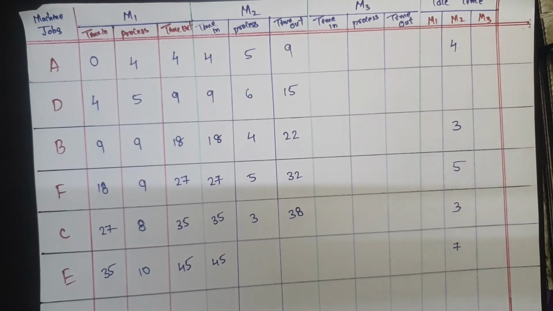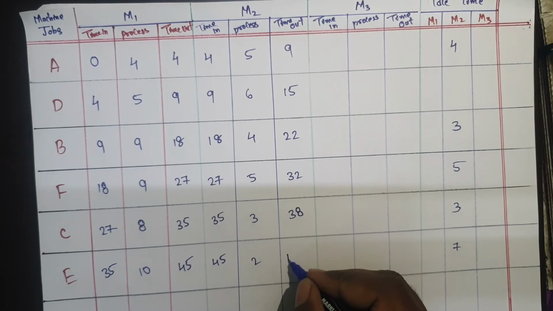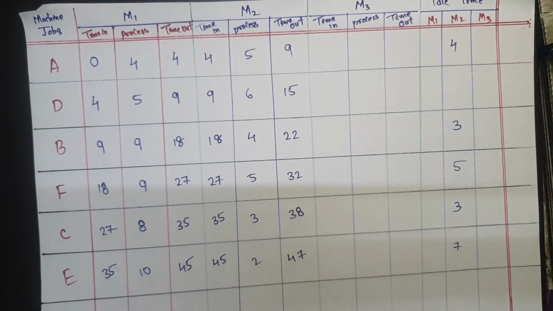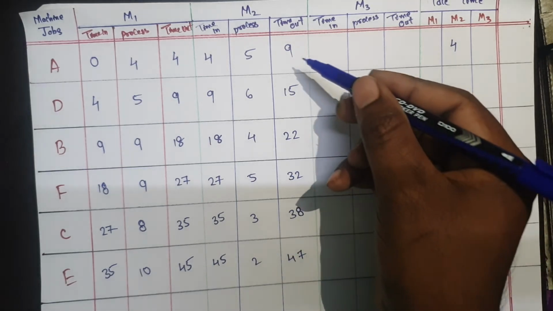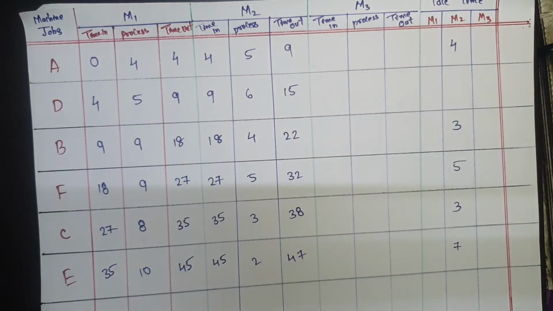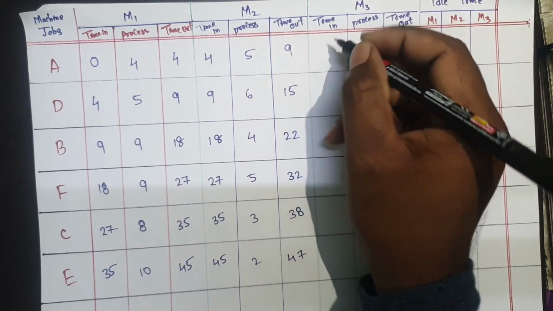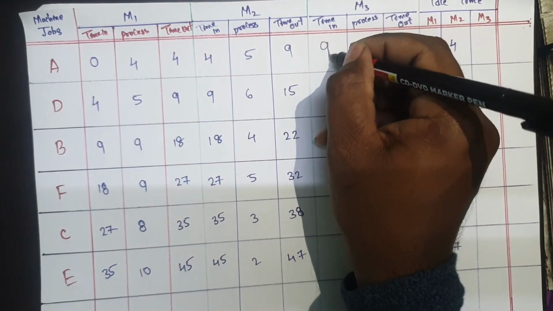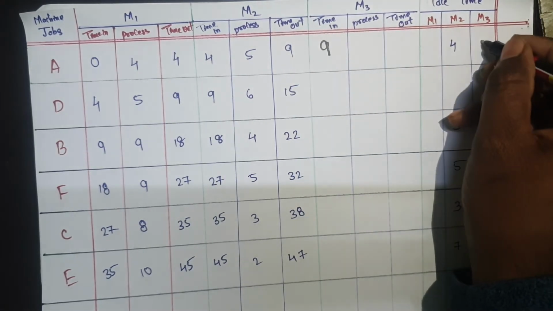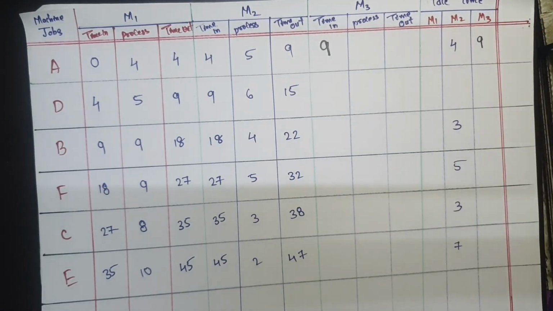After that, in E, as you can see in E, what is the value here? 2 is there. So, how much are you getting? Final answer, 47. Whatever the ending time for machine 2 is, the same is the starting time for machine 3. How much will it be? 9. So, idle time for machine 3 is equal to 9.